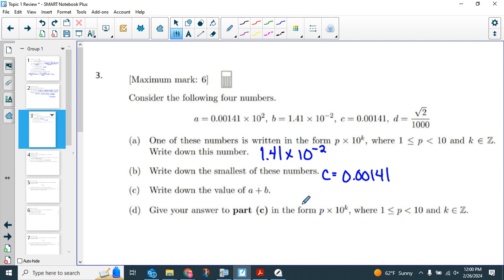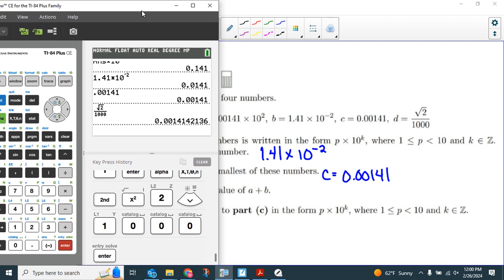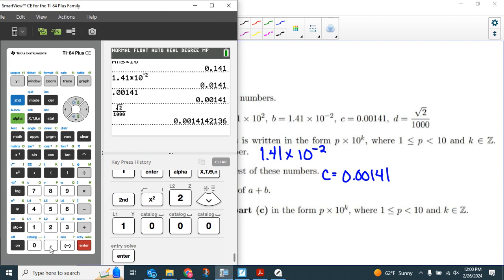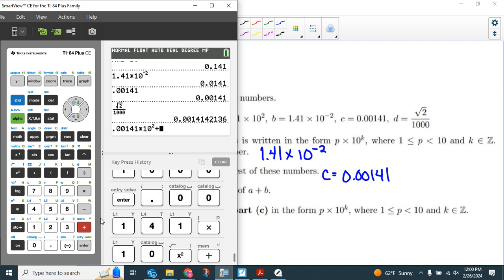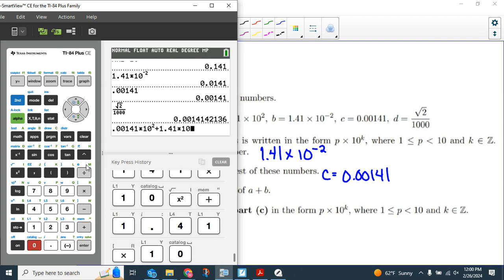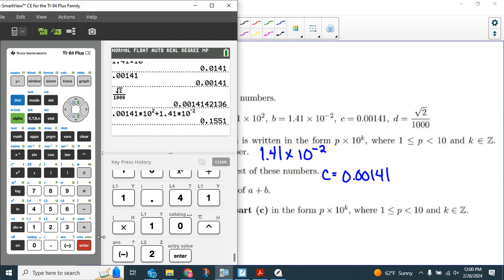All right, write down the value of A plus B. So A plus B, we simply say 0.00141 times 10 to the second plus B, which is 1.41 times 10 to the negative second. All right, 0.1551.